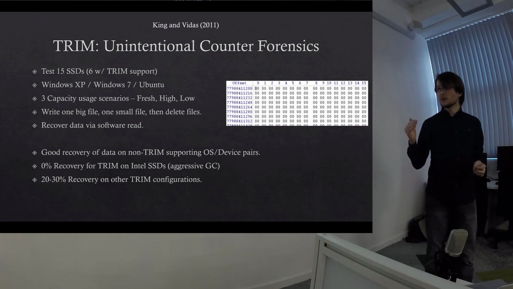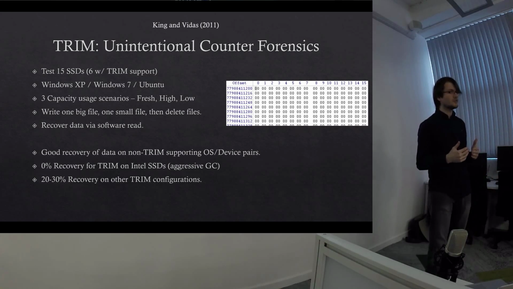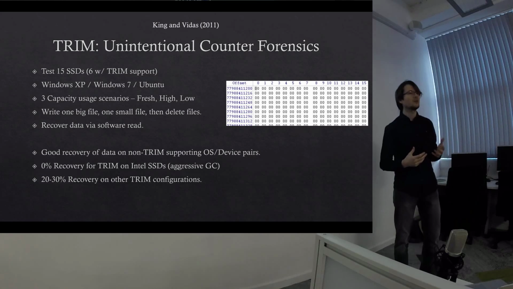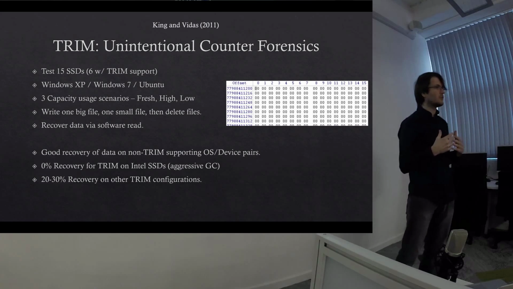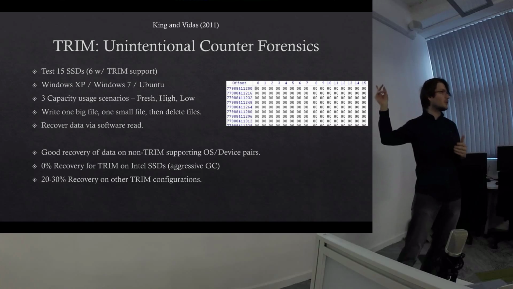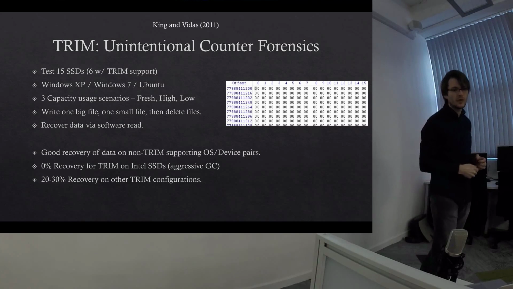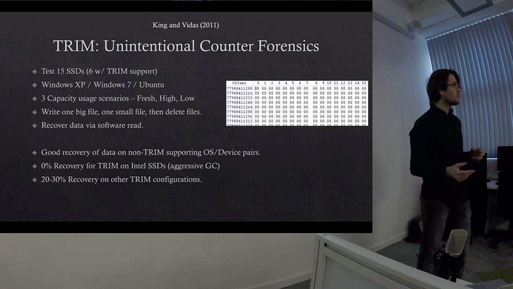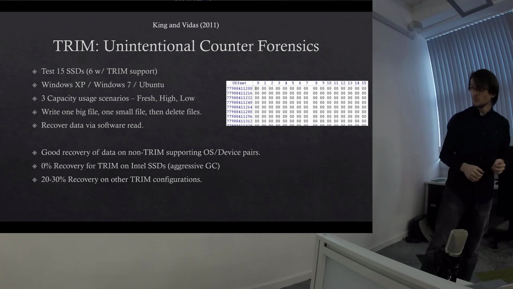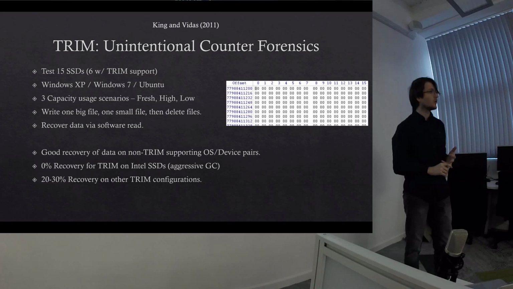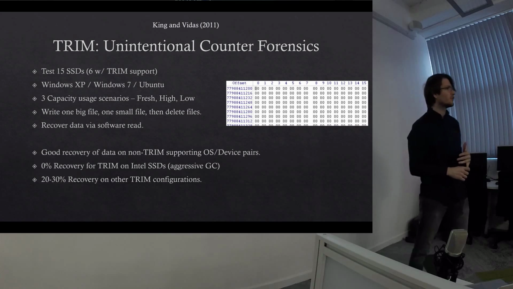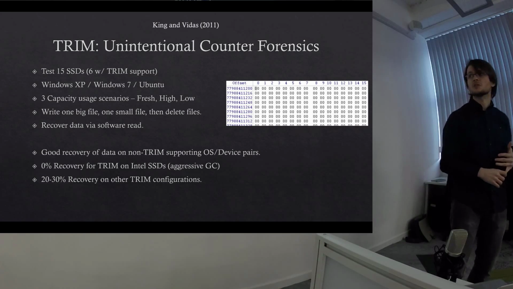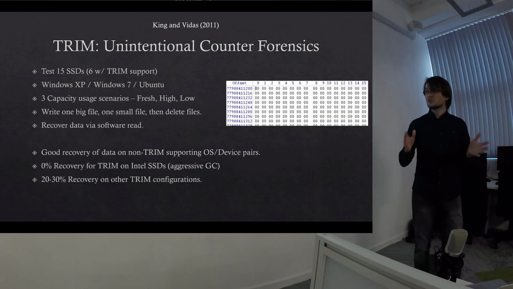So these guys were looking at trim from a forensics destructive point of view. Sort of an unintentional counter forensics, because the initial argument was, if you see this, they're not trying to hide stuff, this is just a behavior. So they took 15 SSDs, only 6 of them had trim support at the time because it was still quite new. Windows XP, Windows 7 and Ubuntu. Windows XP doesn't support trim. Windows 7 does, and I can't remember if the version of Ubuntu they were using does, but it certainly does now.